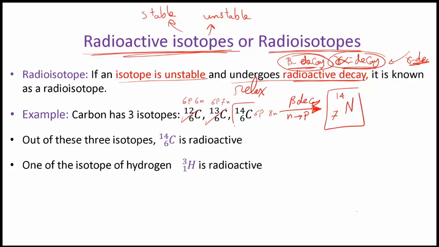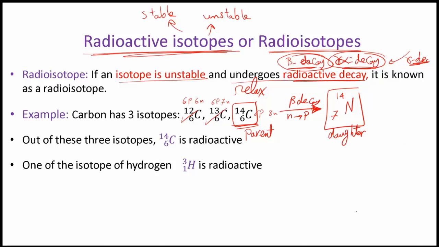So the carbon-14 changes into nitrogen. That's called decay. Okay? Because the element changes into another element. This radioactive isotope, we call it the parent, and the product is called the daughter.